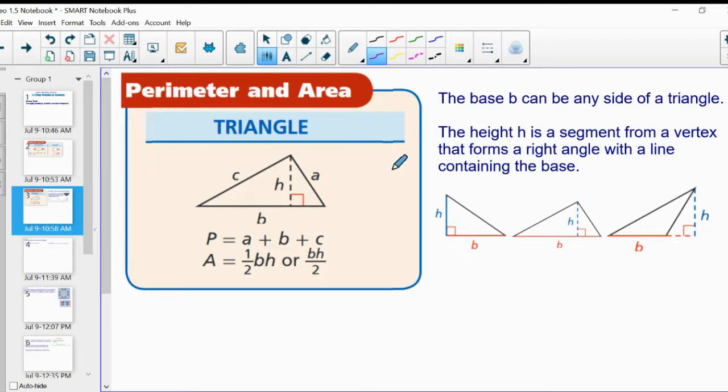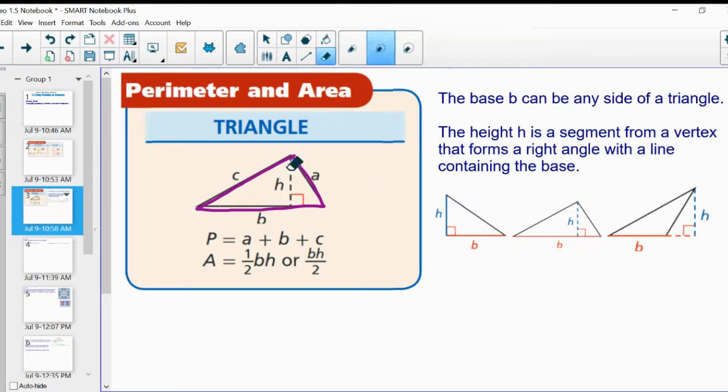So the first one is perimeter. And there's really nothing fancy or simplified we can do with perimeter. It is simply just A plus B plus C, which is the sum of all 3 side lengths. So side length A plus side length B plus side length C gives you the perimeter of the triangle.